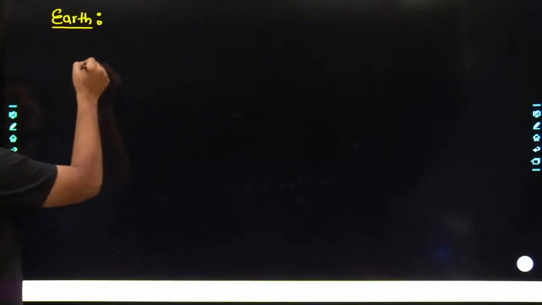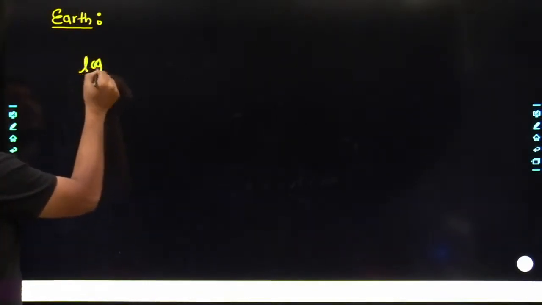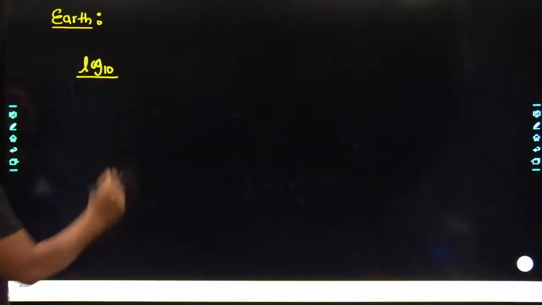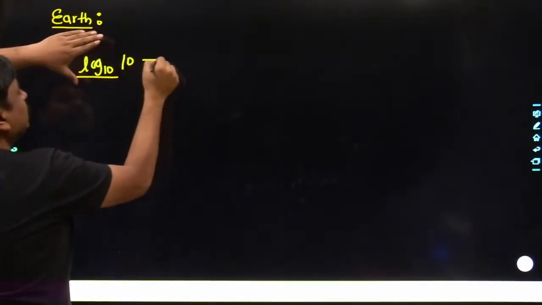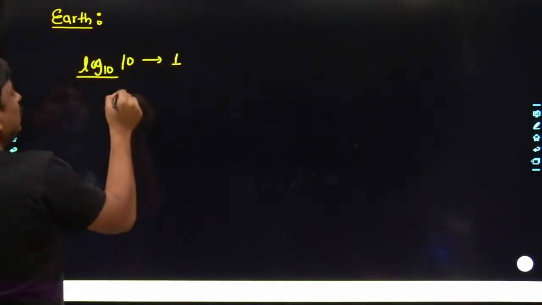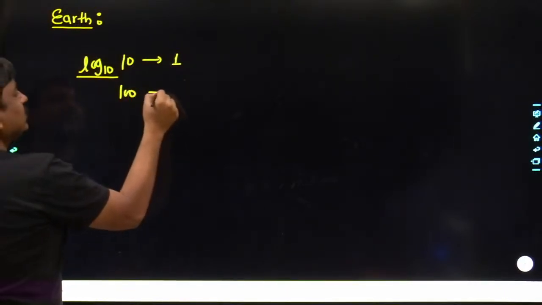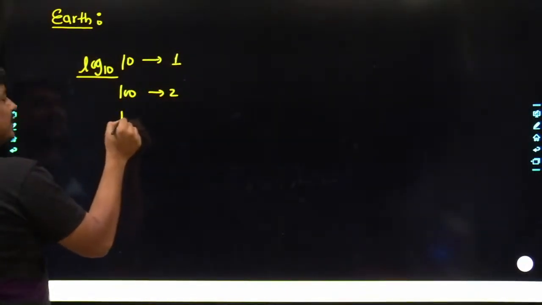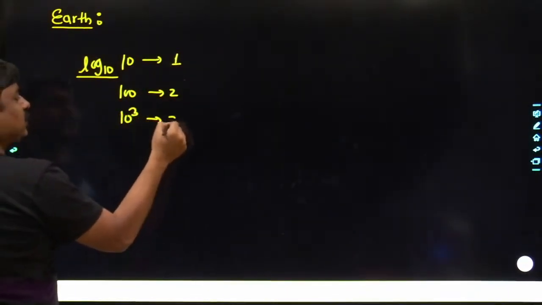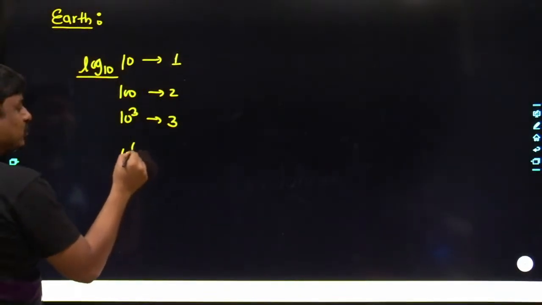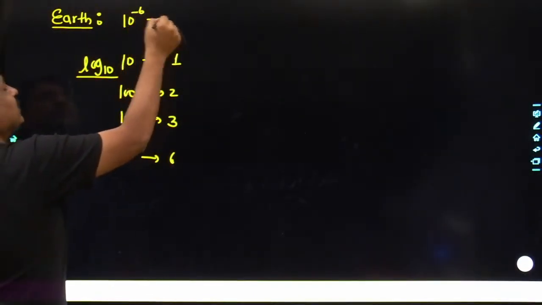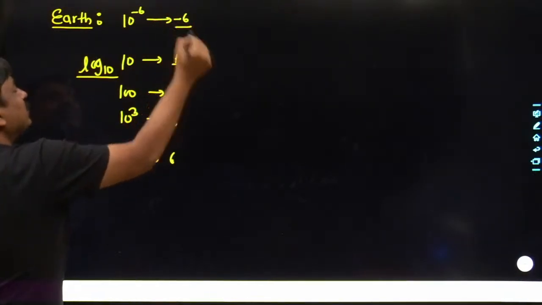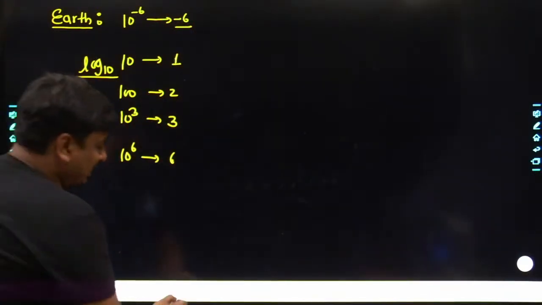For the time being, if I take a logarithmic function with a base of 10, and it is applied over 10, the result would be 1. If it is applied over 100, the result is 2. If it is applied over 10 to the power of 3, the result is 3. If it is applied over 10 to the power of 6, the result is 6. If it is applied to 10 to the power of minus 6, the result is merely minus 6. See what is happening over here.